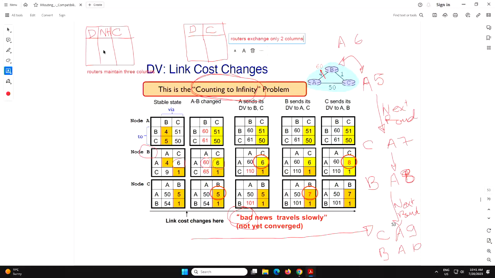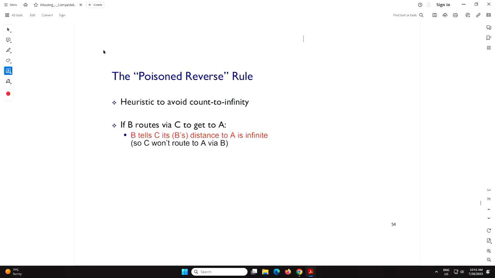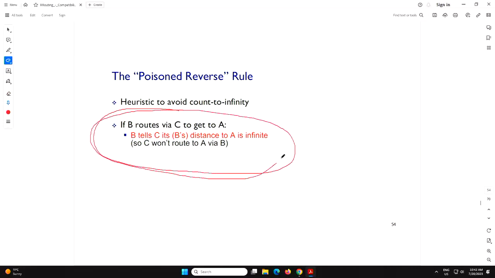So what is the solution? If we stick to that, if we say the standard says that you exchange only 2 columns, the destination and the cost, what solution is needed? That's called Poisson reverse. What is Poisson reverse, right? So the name is strange, and you have so many slides. Basically, what it is trying to tell is this rule, but I'll try to give you a more intuitive explanation of this rule.